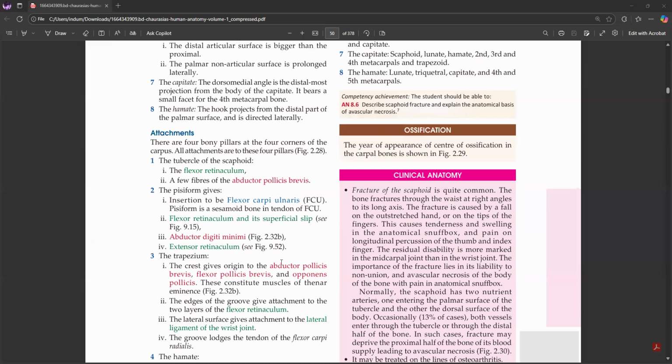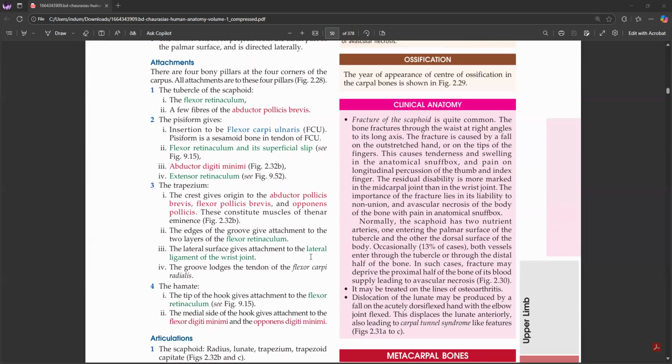Pisiform is a sesamoid bone in tendon of FCU. Flexor retinaculum and its superficial slip, see figure 9.15. Abductor digiti minimi, figure 2.32b. Extensor retinaculum, see figure 9.52.